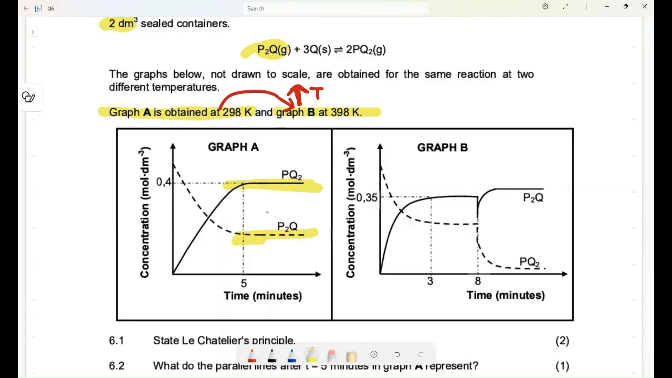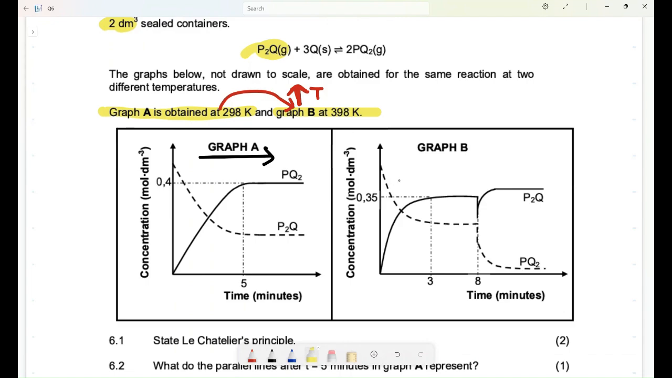So let's just dive into it. Okay, let's analyze this one. So we can see here if the concentration of P2Q decreases and this one increases, it means now in this case the forward reaction is still the one that is favored. Okay, the normal reaction occurs. Now let's look at after the change.